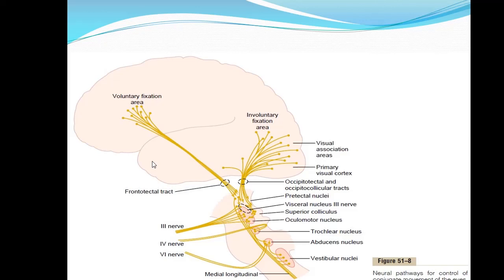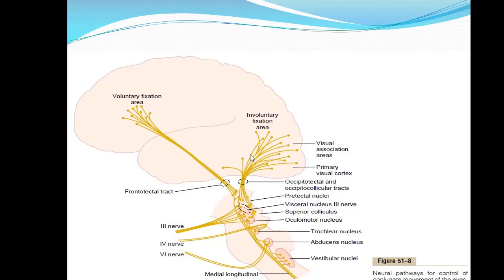So there are two important areas in the cerebral cortex which exert their influence on the movements produced by the extraocular muscles. One important area is present in the frontal cortex. This is the voluntary fixation area. This is present, again I'm repeating, in the frontal cortex, and this area controls the extraocular movements through the frontotectal tract. Frontotectal tract means the fibers coming from the frontal cortex ending onto the pretectal nuclei present here.